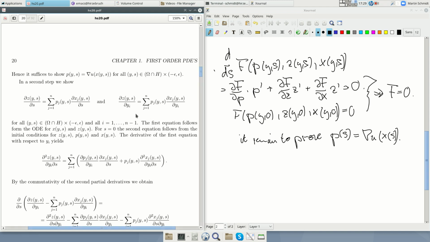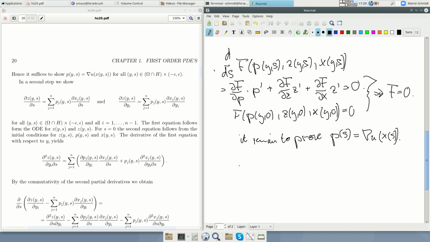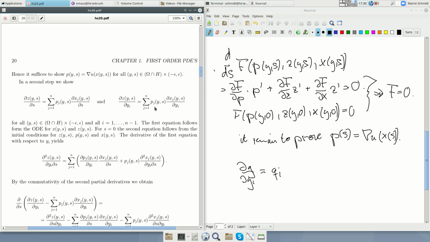Okay, and now we also have to prove this equation. For s equals 0, we know the right hand side is g, then we have dg by d epsilon i, this is just q i, and what is the right hand side?